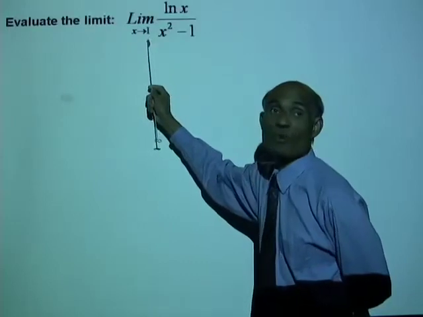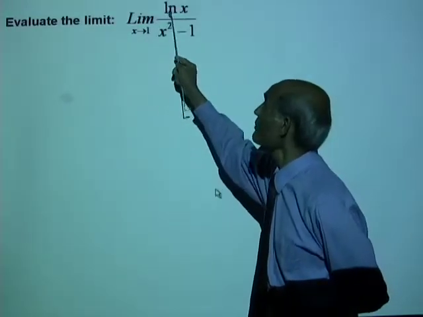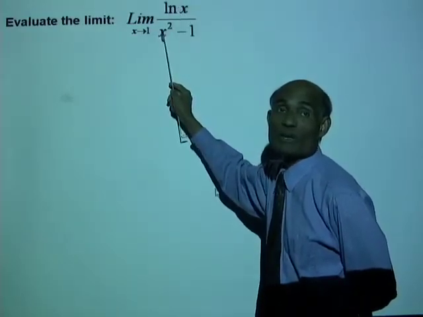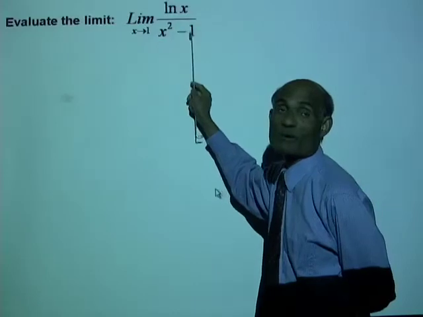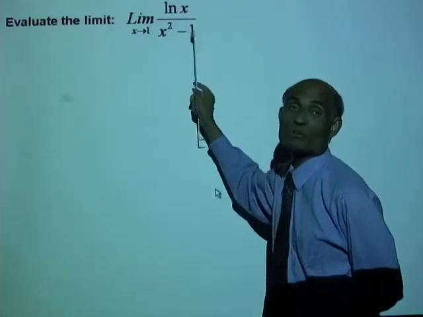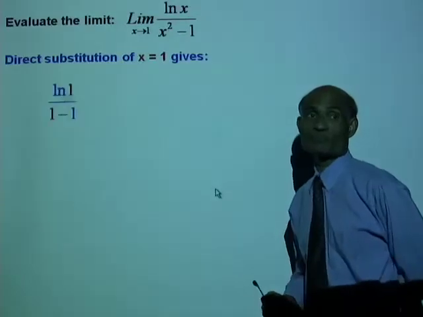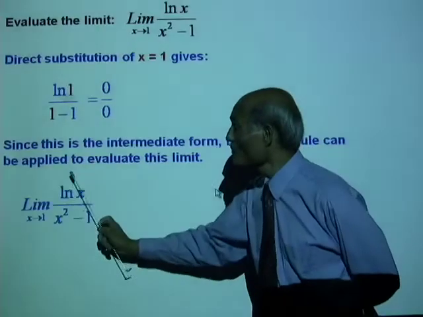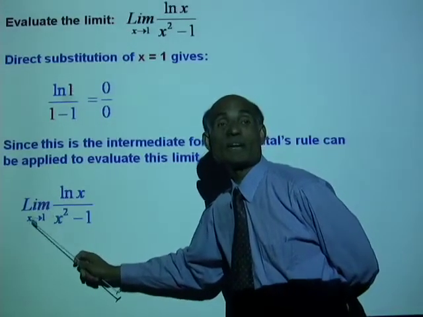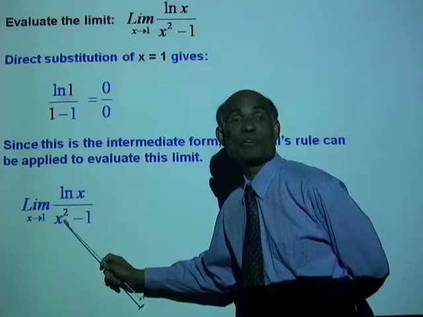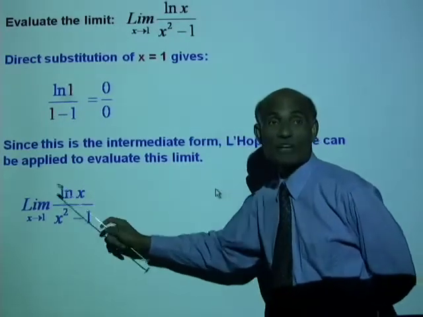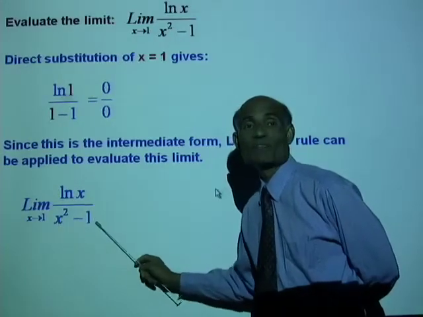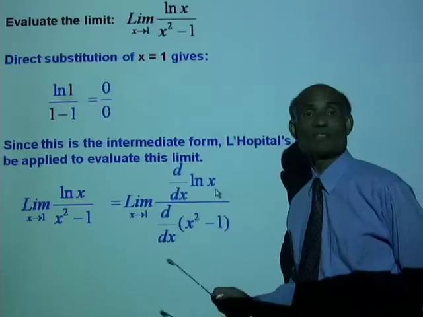Alright, replace x by 1 here and see what form this is. What is ln of 1? ln of 1 is 0. And when you replace x by 1, this is 1 minus 1, 0. That is 0 over 0, so that is an indeterminate form, and therefore we can use L'Hopital's rule. The limit as x approaches 1 of ln x over x squared minus 1 is the same as the limit as x approaches 1 of the derivative of the numerator divided by the derivative of the denominator.